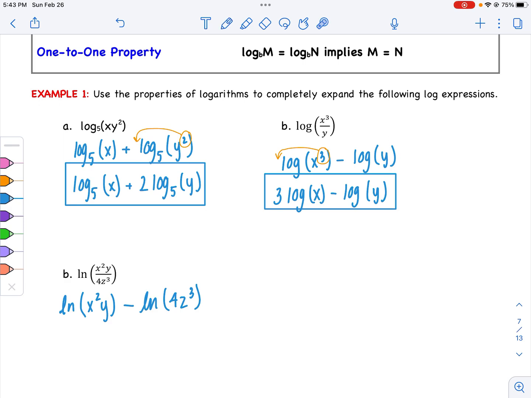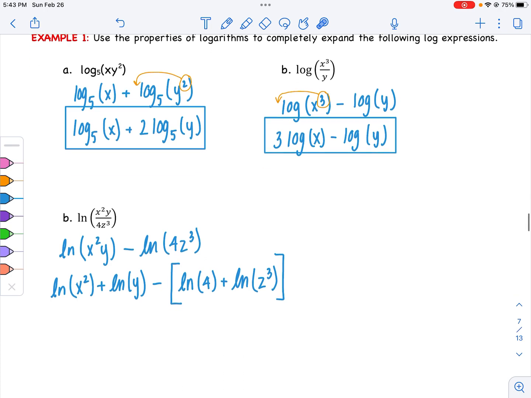Next is going to be the product rule because there's multiplication here and there's multiplication here. So for both of those, I will apply the product rule. So it means ln of x squared plus ln of y minus, now I'm going to put this big parenthesis or bracket here to remind myself that everything on the right is being subtracted. It would become ln of 4 plus ln of z cubed with your bracket. Again, because there was multiplication, I added the natural log.